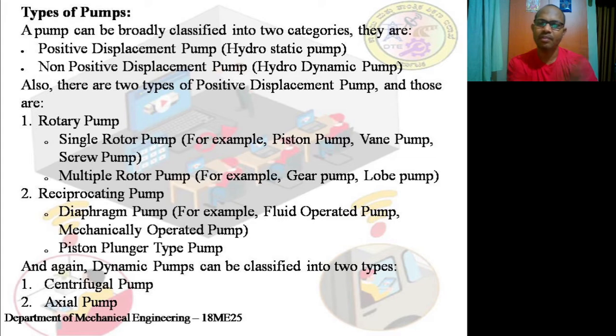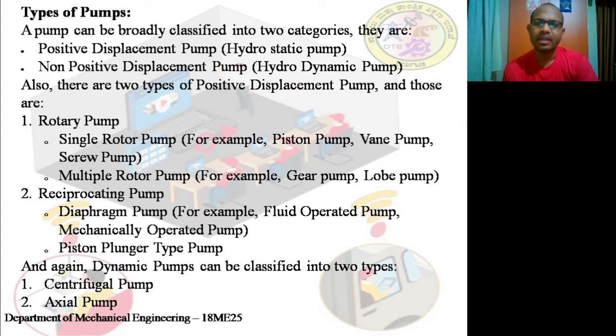This is called a reciprocating motion, and this is called a rotary motion. If the pump is working basically on this rotary action of rotors, then we call it a rotary pump. And if there is a piston and cylinder arrangement, then we call it a reciprocating pump.